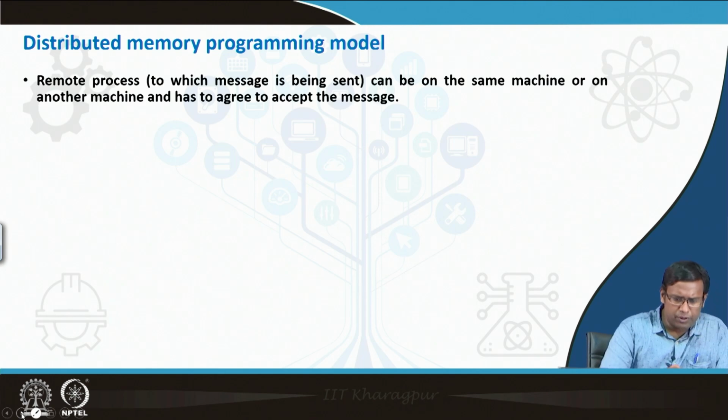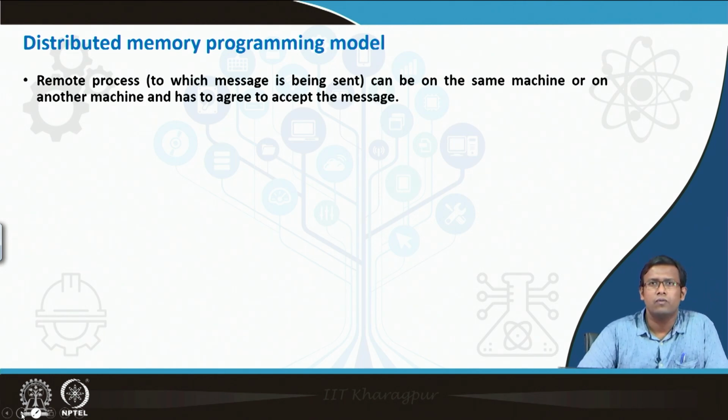In the distributed memory programming model, what is important is that the processors are not writing to the same address space. However, all the processors are working to solve the same problem. Therefore, there is some data which is shared across the processors, which is common across the processors. And how will this data sharing be done?